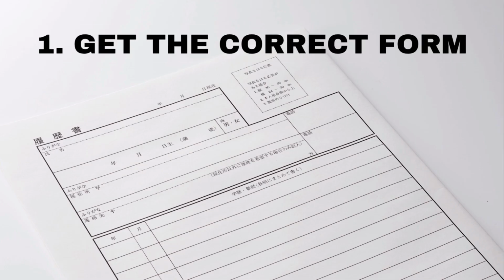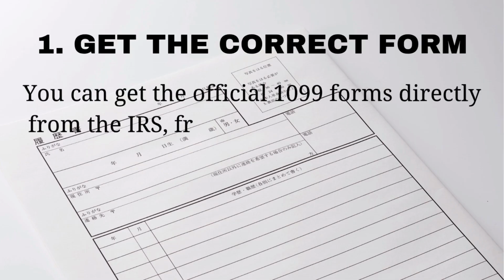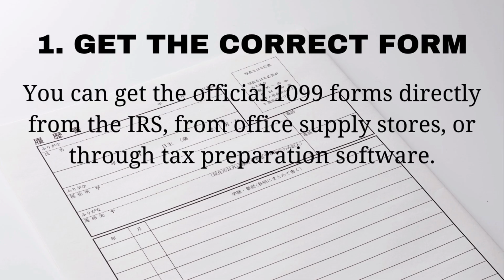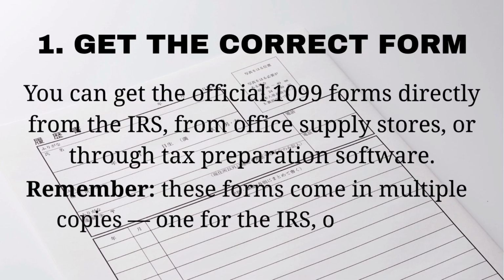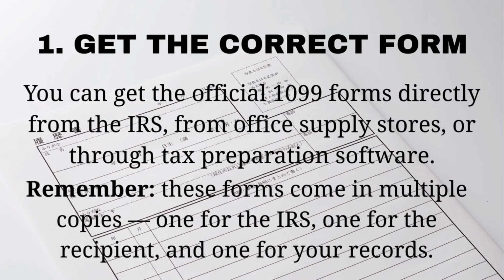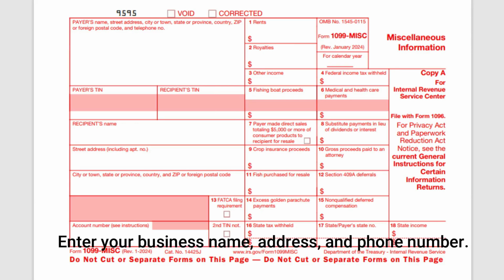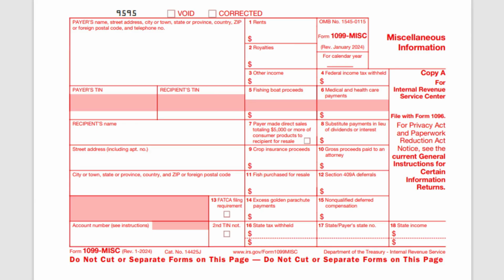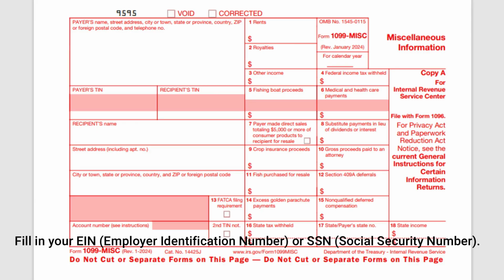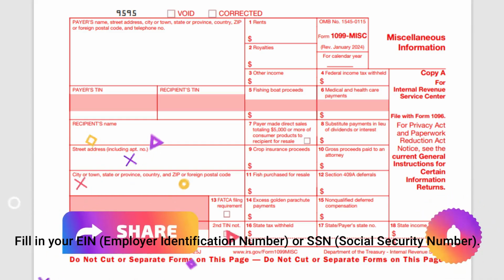How to fill out Form 1099-NEC. 1. Get the correct form. You can get the official 1099 forms directly from the IRS, from office supply stores, or through tax preparation software. Remember, these forms come in multiple copies: one for the IRS, one for the recipient, and one for your records. 2. Fill out the payer information. Box 1. Enter your business name, address, and phone number. Box 2. Fill in your EIN (Employer Identification Number) or SSN (Social Security Number).